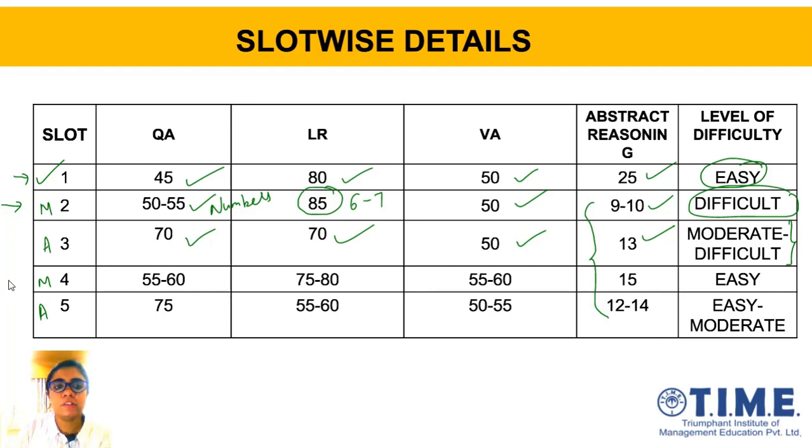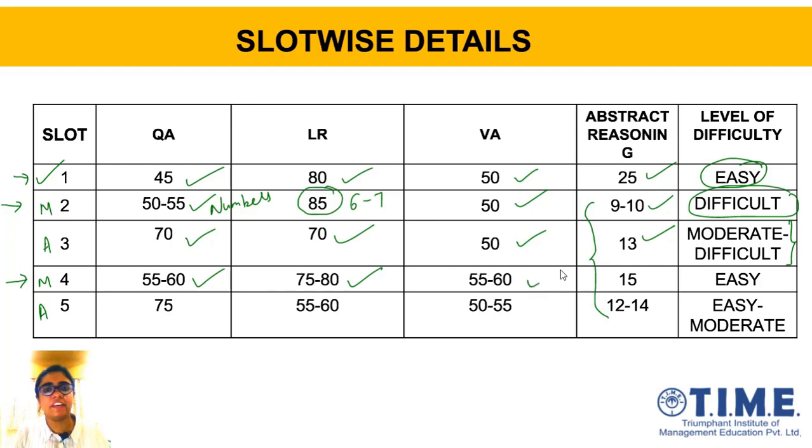Now, if you talk about slot 4, which was on 25th August morning, this was the easiest slot. Slot 1 was easy, but slot 4 was also quite easy. Quant had around 55 to 60 questions and they were very basic, very easy, low level questions. Just by looking at certain options, you could directly mark the answer. Even logical reasoning was very, very easy. There were barely any puzzles asked. They were all standalone and very easy questions.